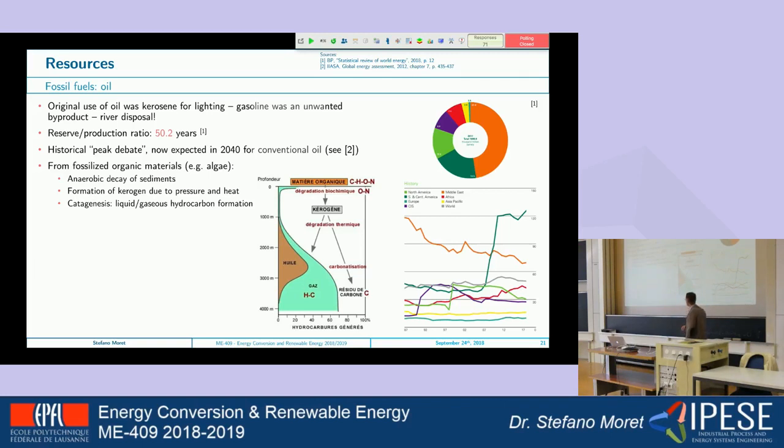Actually, if you look in the literature, there is the famous peak debate on oil that I don't mention here because of lack of time. It's basically the forecasts that were made over the years to see when oil consumption will reach a peak and then go down. This peak has always been moved forward. And now the current forecast is that the peak will be reached in 2040, but it might be pushed even further into the future.